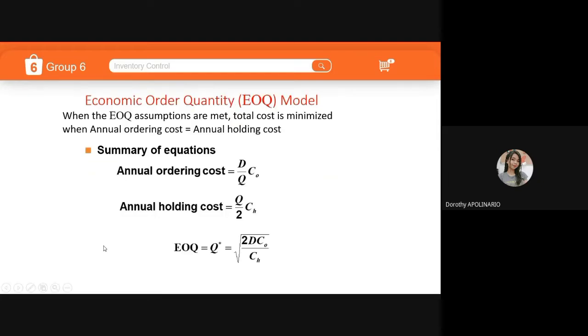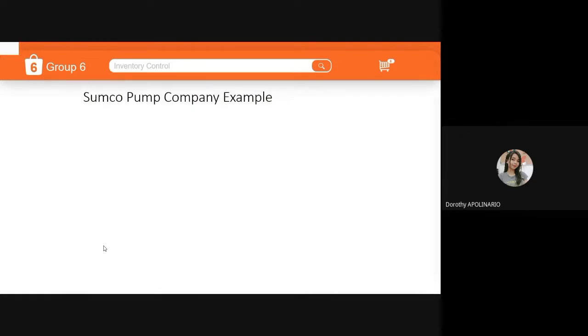When the EOQ assumptions are met, the total cost is minimized when annual ordering cost is equal to annual holding cost. And this is the summary of equations. The annual ordering cost is equal to D over Q multiplied by C sub O, and the annual holding cost is Q over 2 multiplied by C sub H, and the EOQ is equal to the square root of 2 multiplied by D and C sub O over C sub H. Next slide, please.